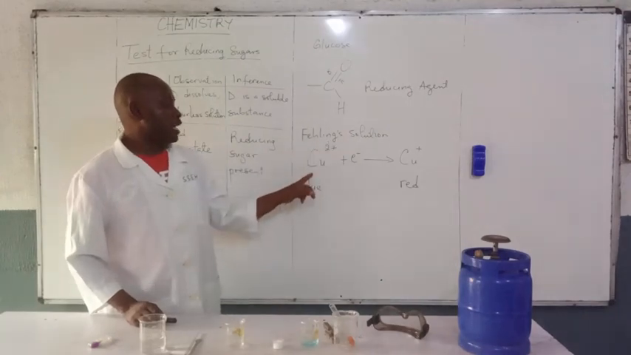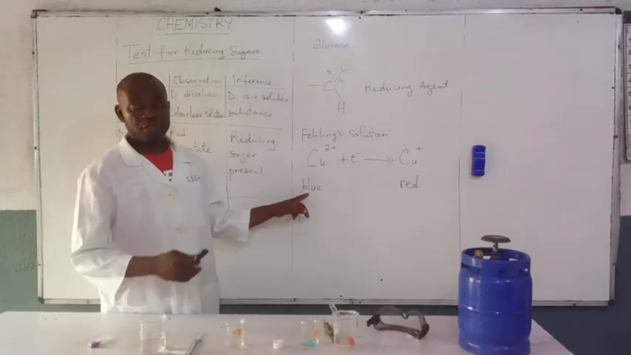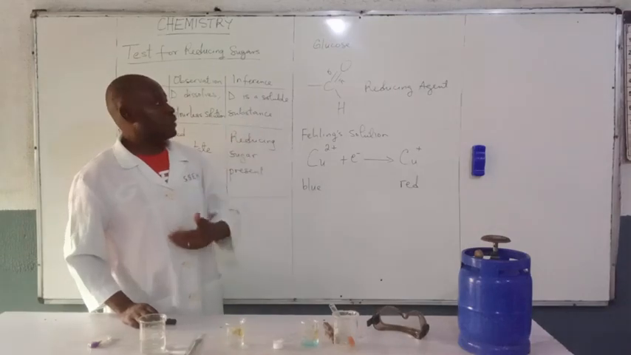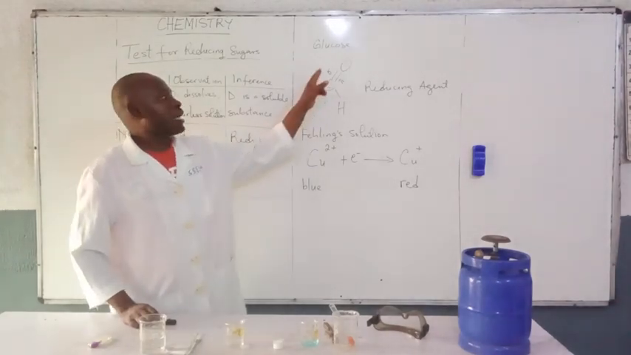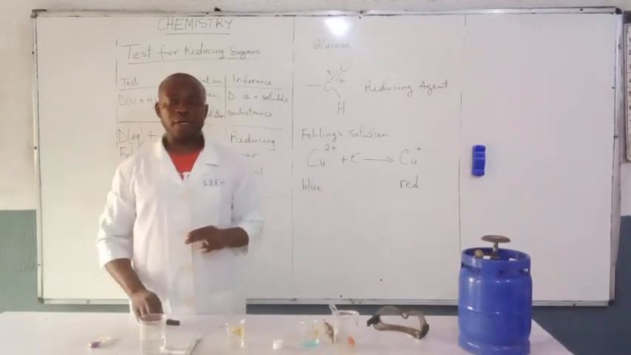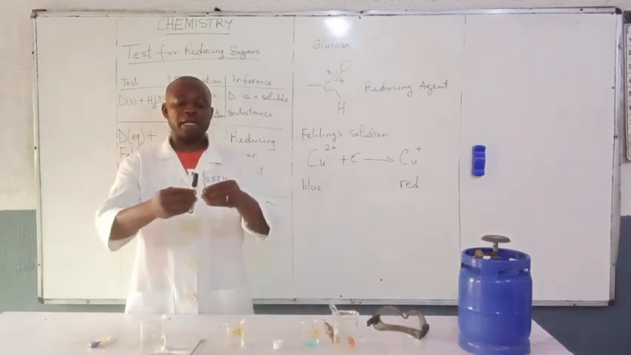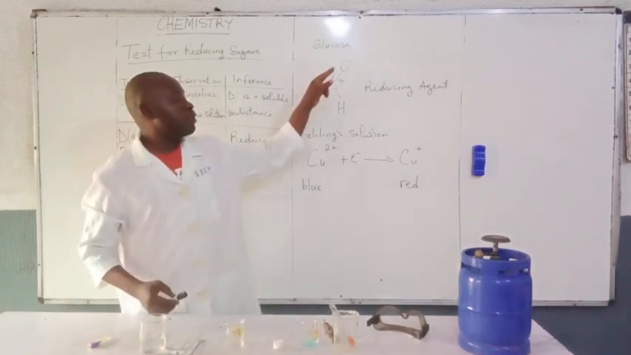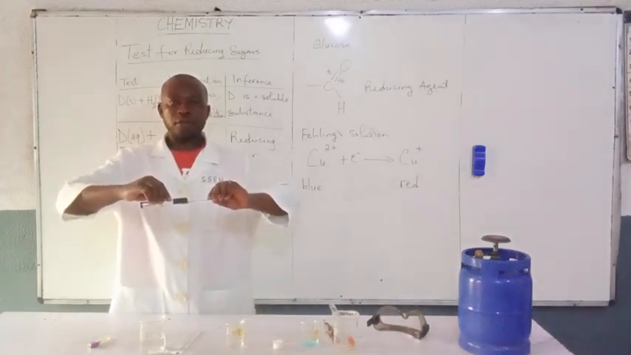Remember, Fehling solution contains copper 2 ions, which are blue in color. And you saw that when we added the Fehling solution to the sample. And reducing sugars, as I explained before, contain an aldehyde group. The carbonyl carbon has a sigma bond and a pi bond. Remember, a pi bond is formed when there is side-by-side, sideways overlap of atomic orbitals, while a sigma bond is formed when there is head-to-head overlap of atomic orbitals. Do you understand?